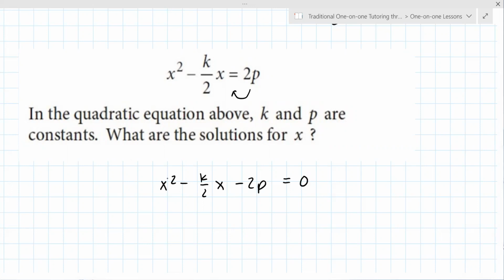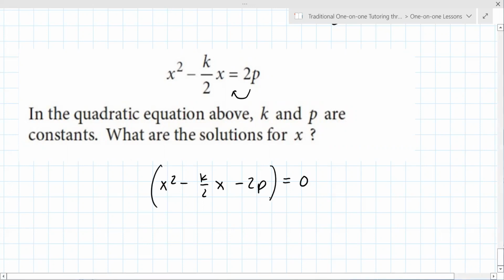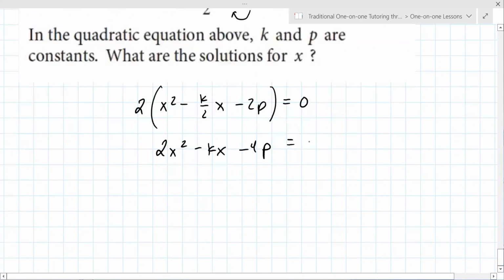Another thing is that you generally get rid of any fractions. What would you multiply everything by to get rid of fractions? 2. So that gives you 2x squared minus kx minus 4p equals 0. Now, again, it's ax squared plus bx plus c equals 0. What is the value of a, b, and c in this? A is 2. Okay. B is negative k.